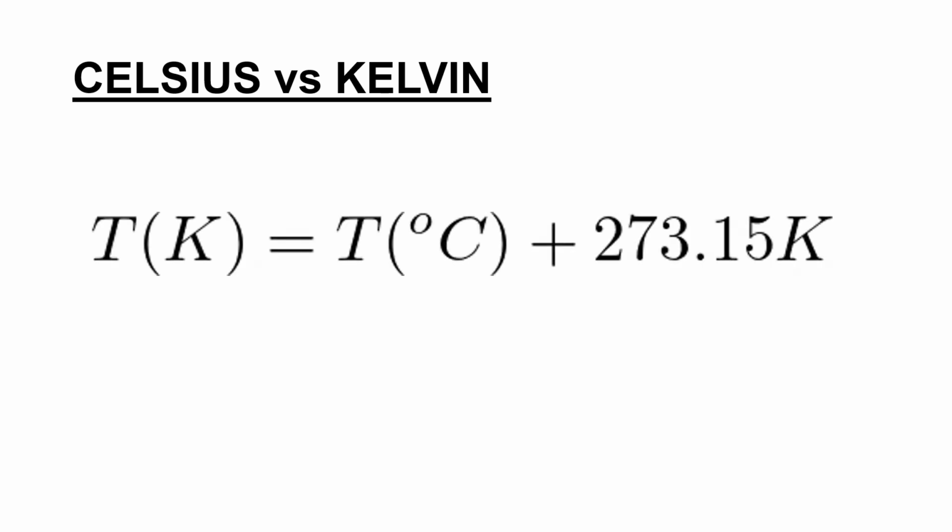Now what is the relationship between the Celsius and Kelvin scales? The Celsius scale and Kelvin scale are related by this equation. That means temperature in Kelvin is equal to temperature in degrees Celsius plus 273.15 Kelvin.